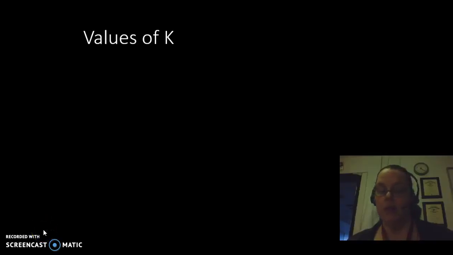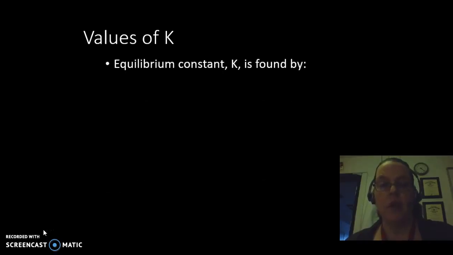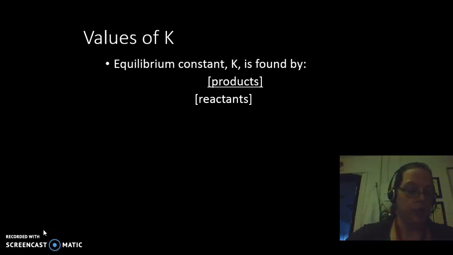Okay, here we go, young people. We are going to be talking about the values of K and what that means. We've just learned that K is an equilibrium constant, and is found by taking the product's concentration over the reactant's concentration, obviously using some stoichiometric relationships there to get all of that done.